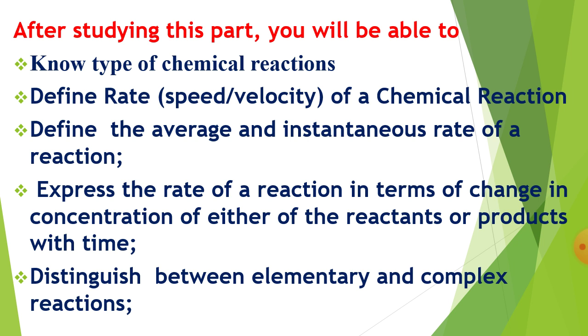Now dear students, after studying this part, that is part 1, you will be able to know the types of chemical reactions, then define rate, that is speed, velocity of a chemical reaction. Then you will be able to define the average and instantaneous rate of a reaction.